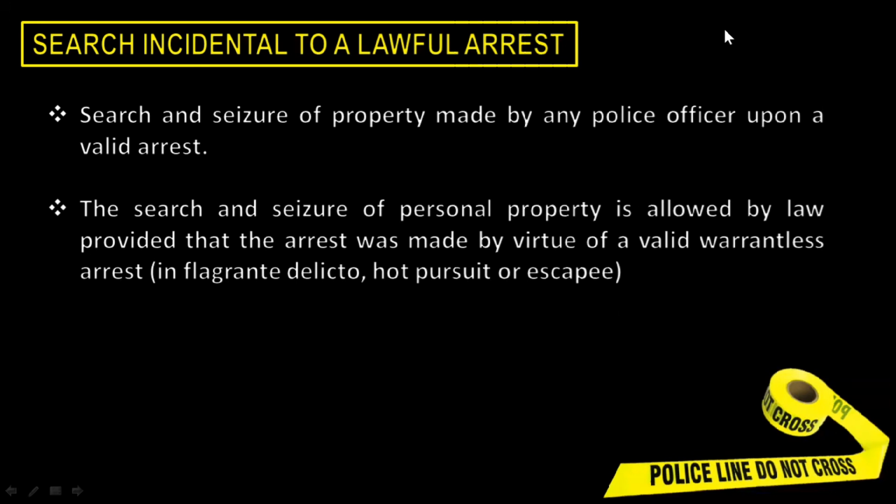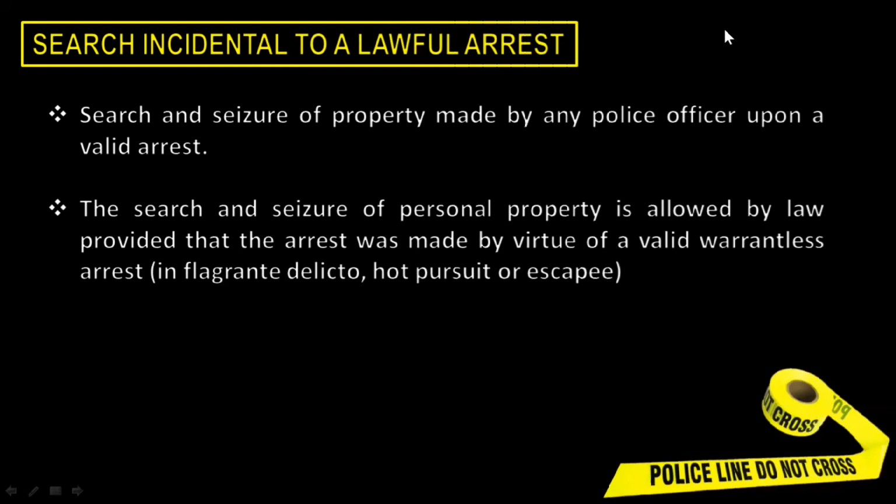So again, lawful arrest could be conducted either by virtue of warrant of arrest or under the three circumstances of warrantless arrest. So, to be valid, the search must be conducted at the time of the arrest or immediately after and only at the place where the suspect was arrested. So, para maging valid yung search mo, it should be conducted right after nung pag-arrest mo. And doon mo lang gawin, doon sa place kung saan inaresto yung suspect.